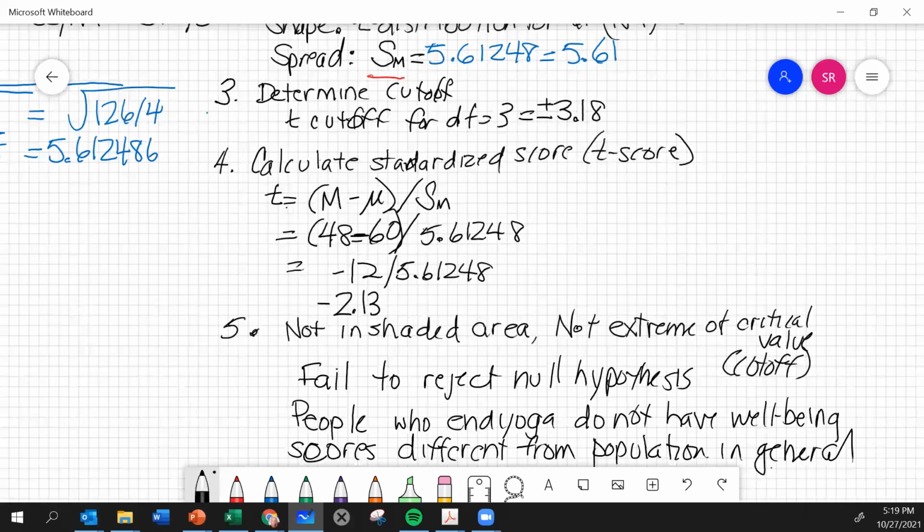And we would write the statistic after it. We'd write T and then in parentheses degrees of freedom. And we'd write the t-score for that sample equals -2.13. And we write NS for not significant and a period. And that is the end of that problem.